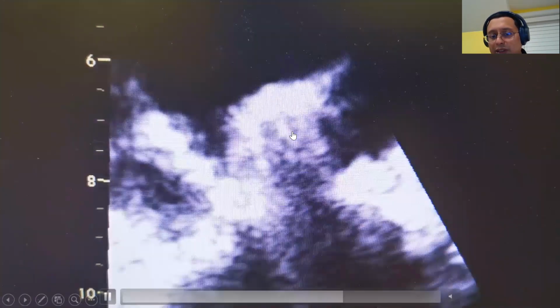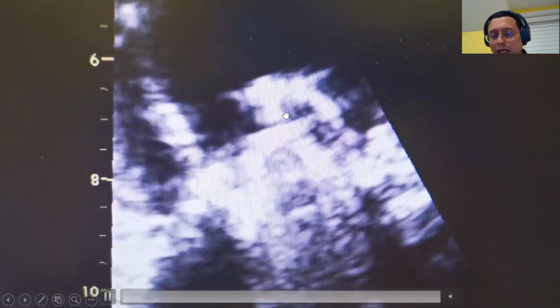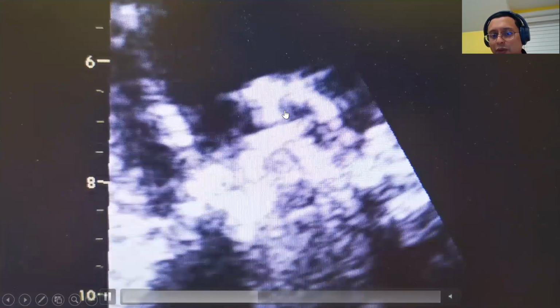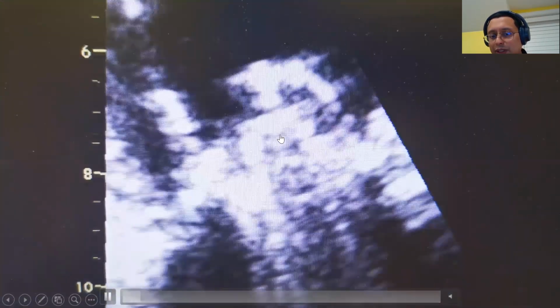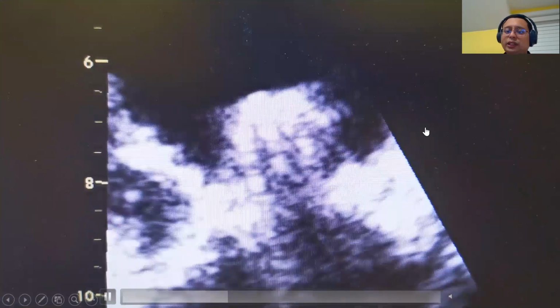Okay, so this is a zoom view. You can see that the ball and cage go up, go down, go up, go down. So going up is open, going down is closed. Okay, so this is for those of you who have never seen a ball and cage valve.